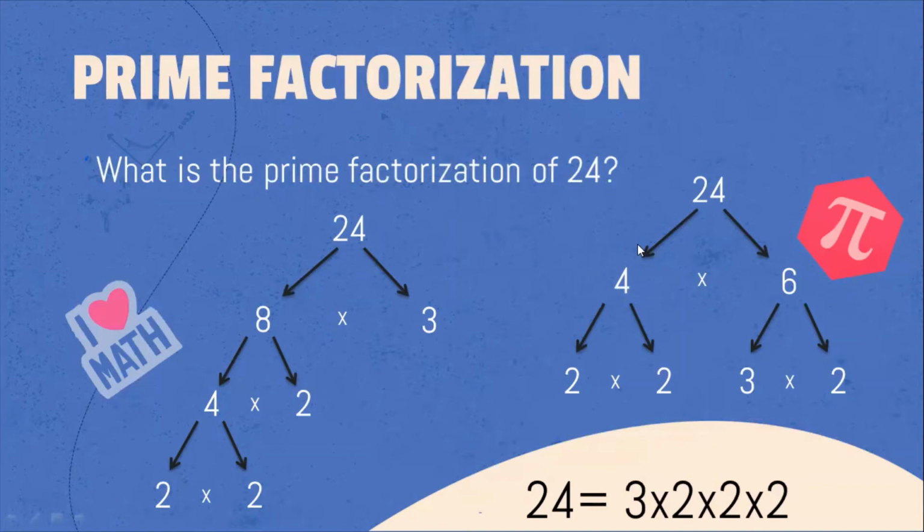Then 4 is a composite number. It has another factor such as 2 times 2. And for 6, we have factors such as 3 multiplied by 2. Since these numbers are prime numbers, we can now have the prime factorization of 24: 2 times 2 times 2 times 3, or 3 times 2 times 2 times 2.